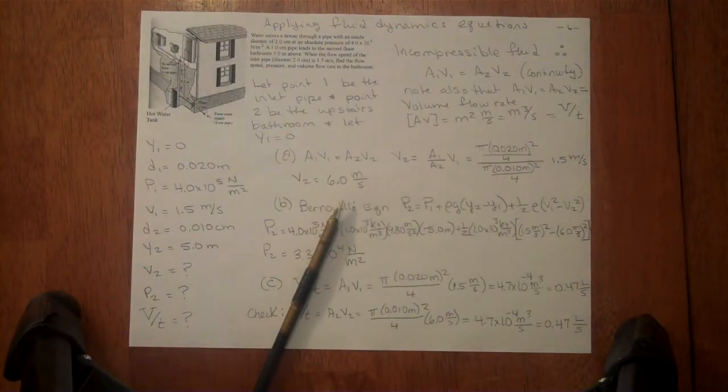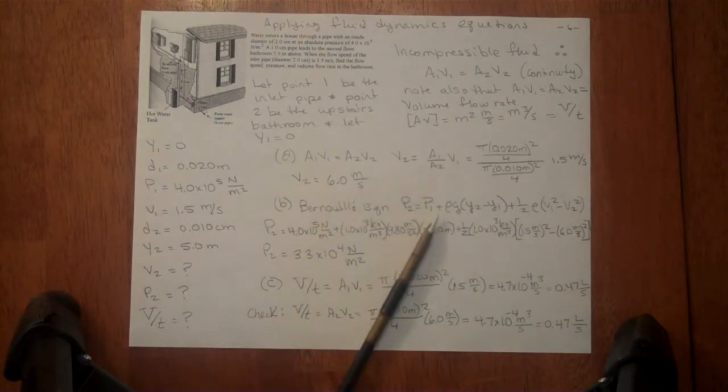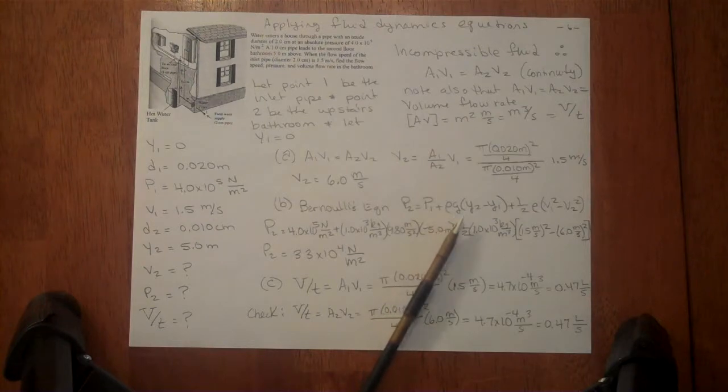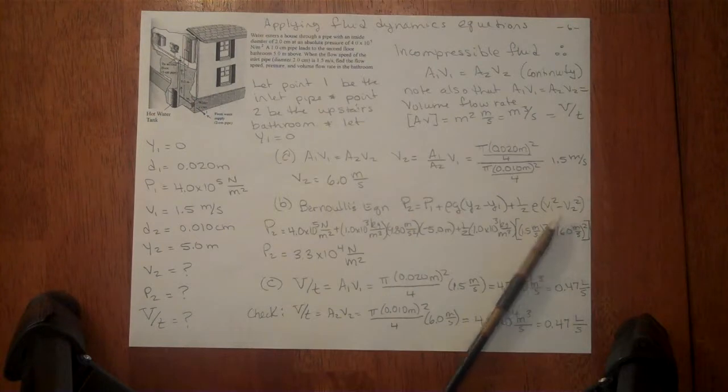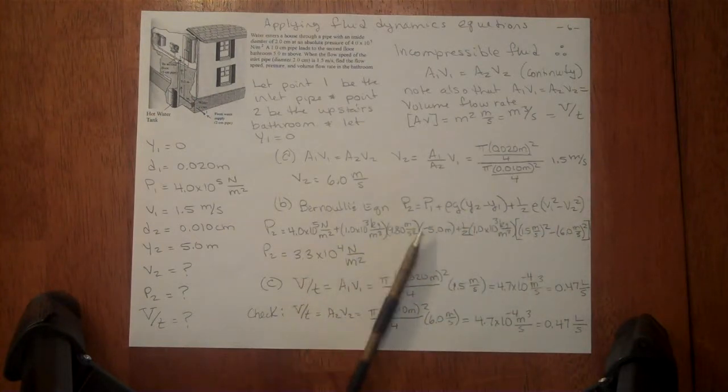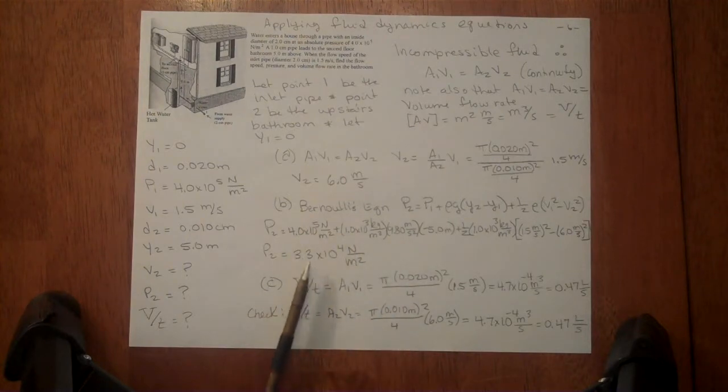The second question we want to answer is, what is the pressure upstairs? We use Bernoulli's equation, which says that P2 is equal to P1 plus rho g (y2 minus y1) plus 1/2 rho (v1 squared minus v2 squared). We have everything defined over here on the side. Just plugging in, we find the pressure. Again, this is the total or absolute pressure, 3.3 times 10 to the 4th newtons per meter squared.